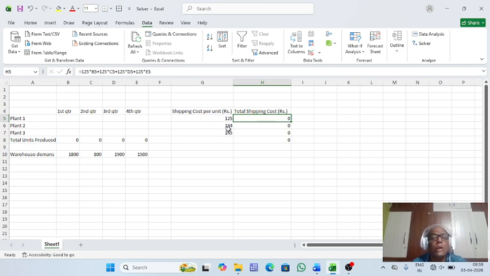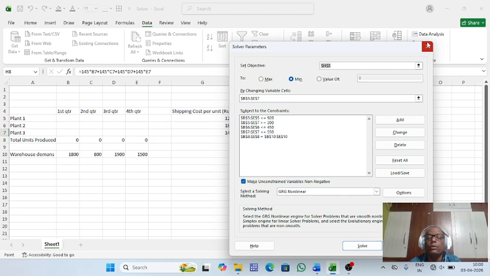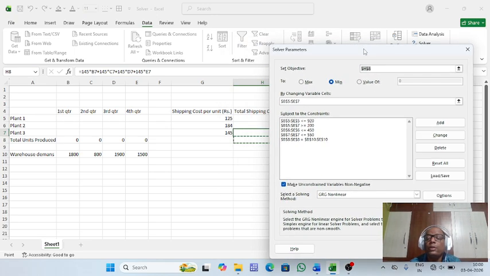Similarly, for plant 2 you multiply 184 with the production of first quarter by plant 2, then 184 into second quarter of plant 2, then 184 into like this. So you'll get this value. So I will go for Solver. Once you have installed Solver, it will be shown in Data, here. So click on Solver. I have already set it, but remember how to do it.